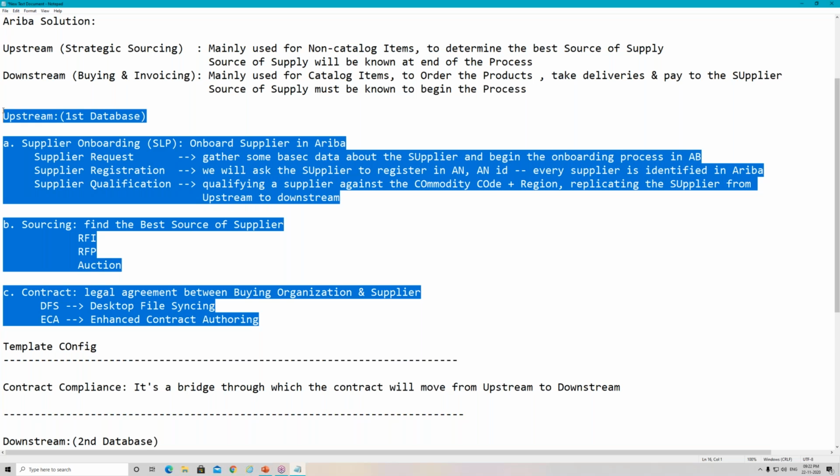So what you will do in this case, in the integration scenario, is replicate this contract from Ariba to ERP. Once it has been replicated as a contract over there in ERP, against that contract you are going to create a PO, GR, invoice and payment over there. So yes, that is a part of your integration solution. So yes, H2P can be done for a client who is having only an upstream solution, but as a part of the integration solution, not as a part of only the Ariba solution.